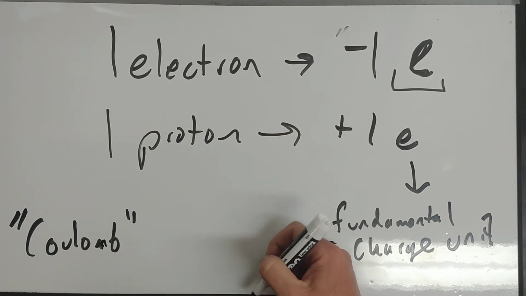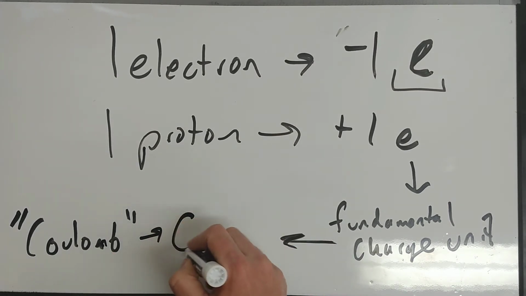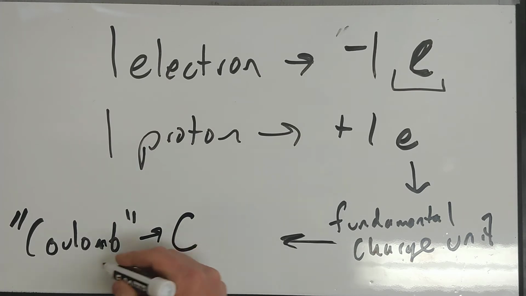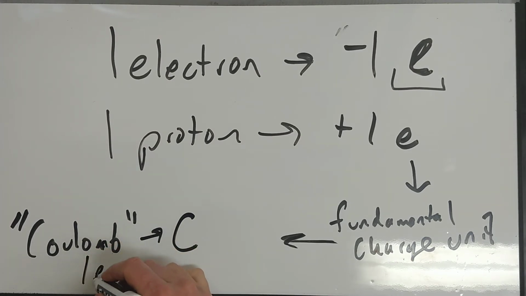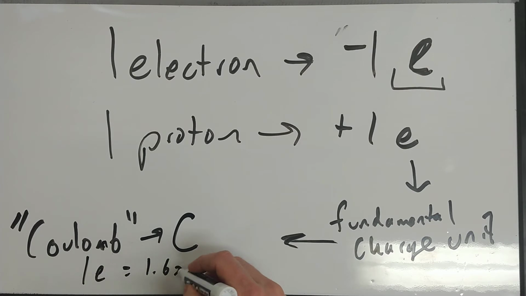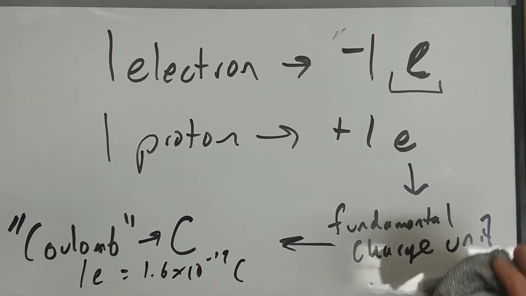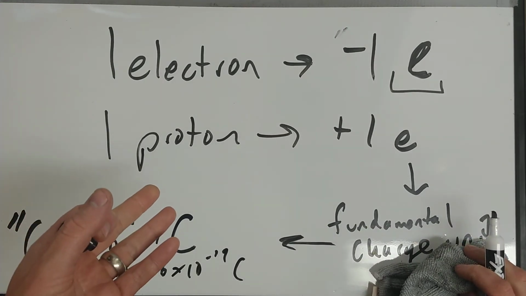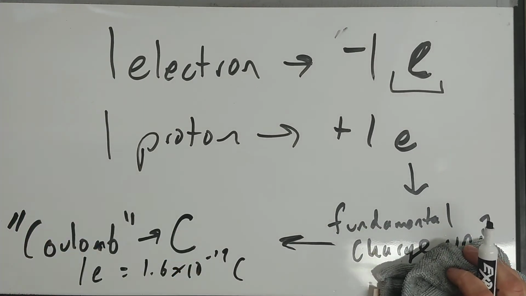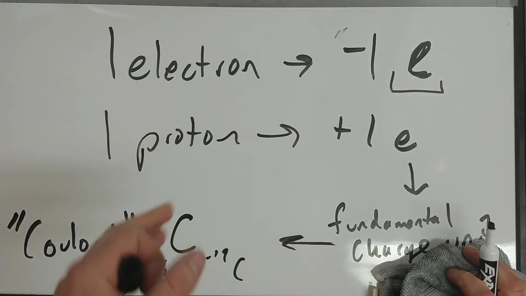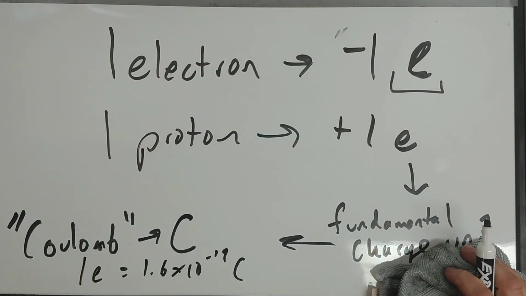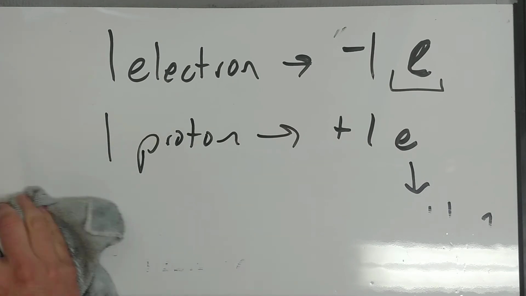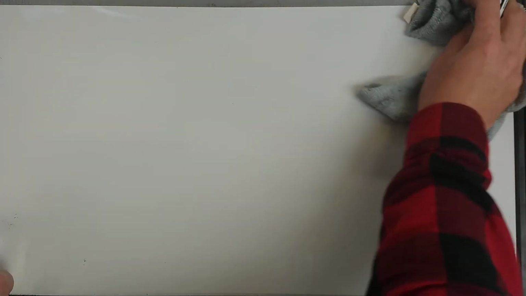Coulomb, and it looks like a capital C. It turns out that 1e is 1.6 times 10 to the minus 19th coulombs. And we'll talk about that later on. So right now we're treating these things just like integer charge values. So we don't have to worry about the coulombs yet. We'll have to worry about that once we start doing calculations with static electricity.